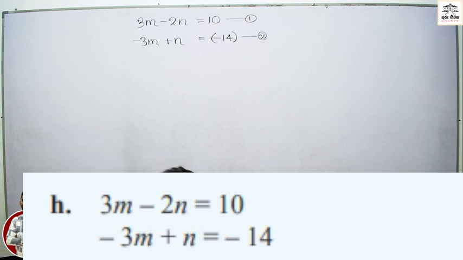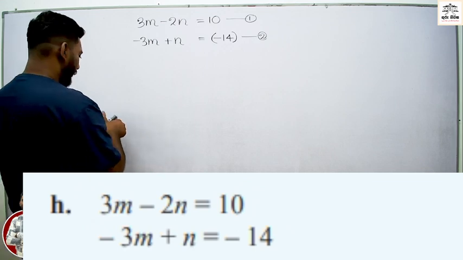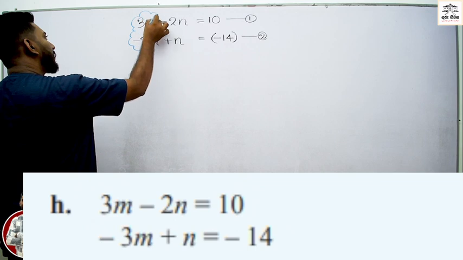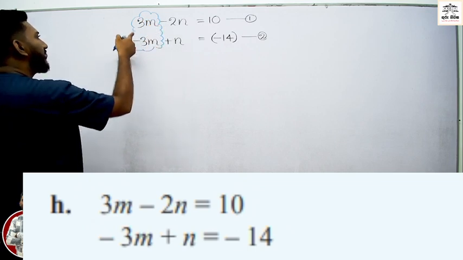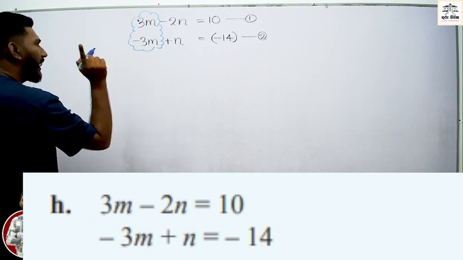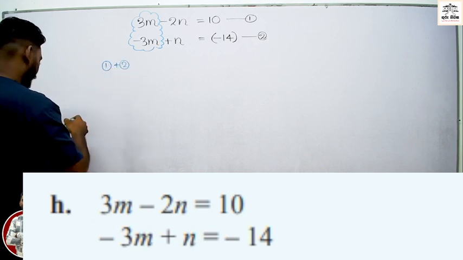Right, time is up. Let's see. In this case, the coefficients are equal in the m terms and the signs are different: plus 3m and minus 3m. Therefore, I am going to add equation number 1 plus equation number 2.